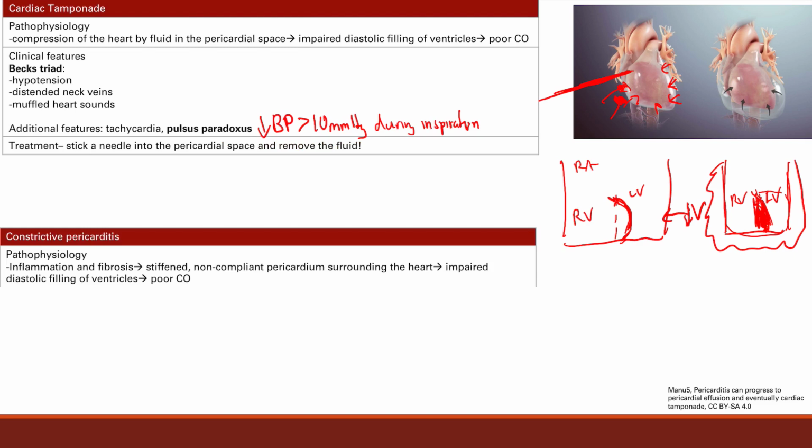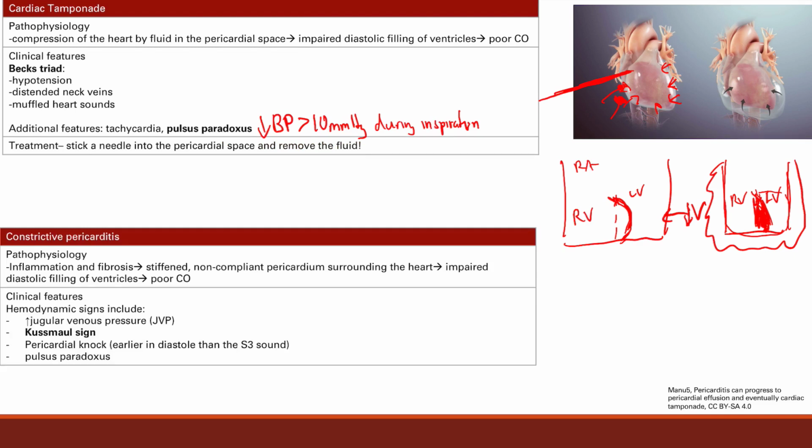So what's going to happen? It's going to be similar symptoms. You're going to get your poor cardiac output, so the blood backs up into the jugular veins. You have increased jugular venous pressure. You're going to have the Kussmaul sign. Now the Kussmaul sign I like to explain as well. The Kussmaul sign is an increase in JVP during inspiration.